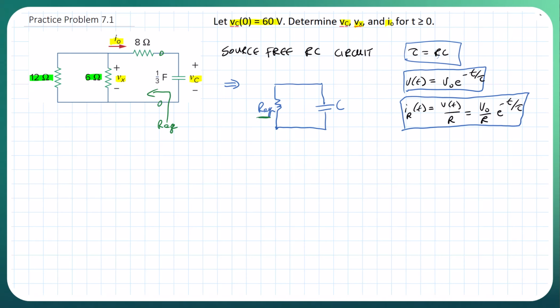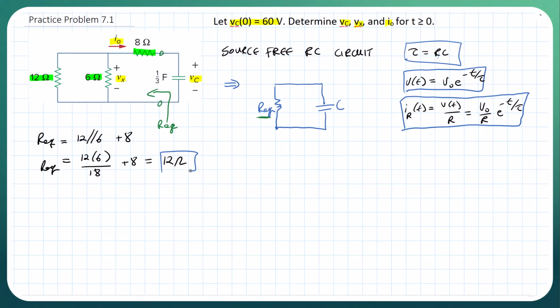We notice that we have a 12 ohm and a 6 ohm resistor in parallel, and once we combine them, they are going to be in series with this 8 ohm resistor. So let's go ahead and do that. Our R equivalent is going to be the 12 ohms in parallel with 6, plus the 8 ohms in series. So we're going to have 12 times 6 over 18 plus 8, and that's going to give us 12 ohms. So we figured out R equivalent here is going to equal 12 ohms.